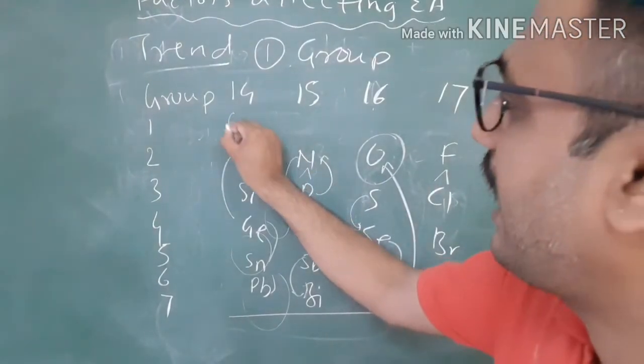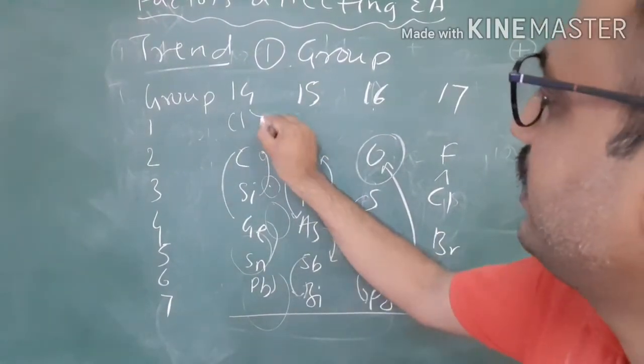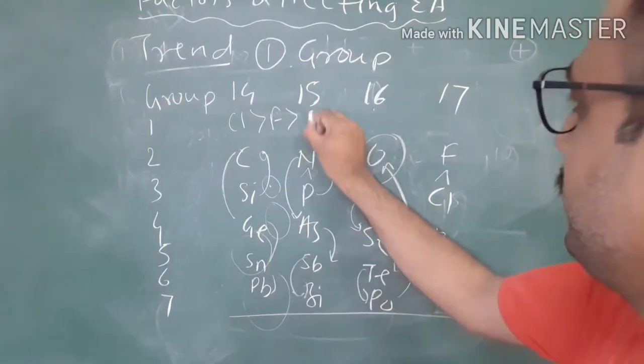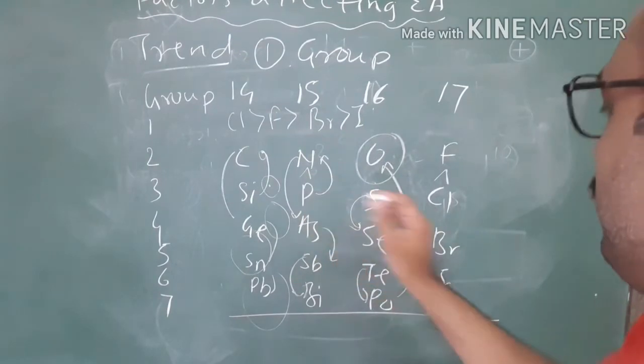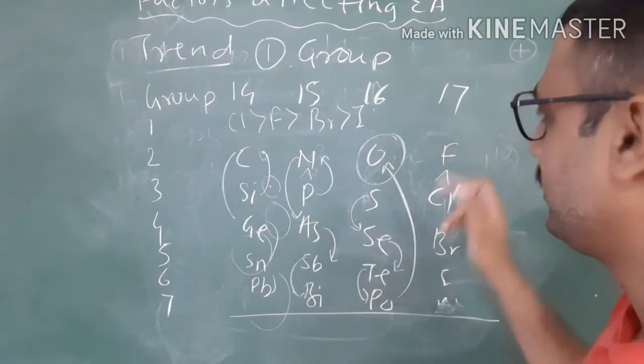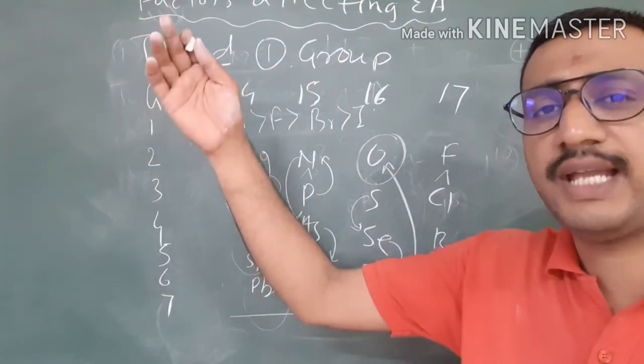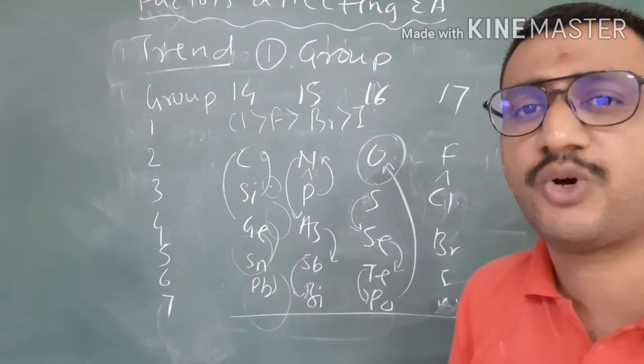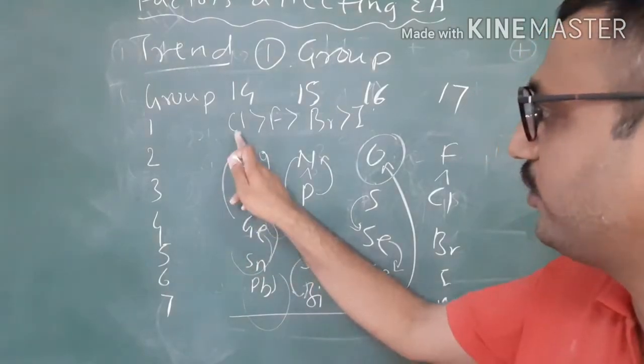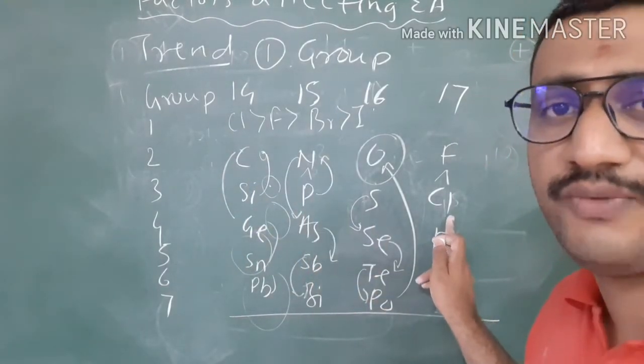In the 17th group elements, the highest electron affinity is shown by chlorine, then fluorine, then bromine, then iodine. Astatine is radioactive, so this is the sequence. And one more thing: the element which shows the highest electron affinity value amongst all elements in the periodic table is chlorine.